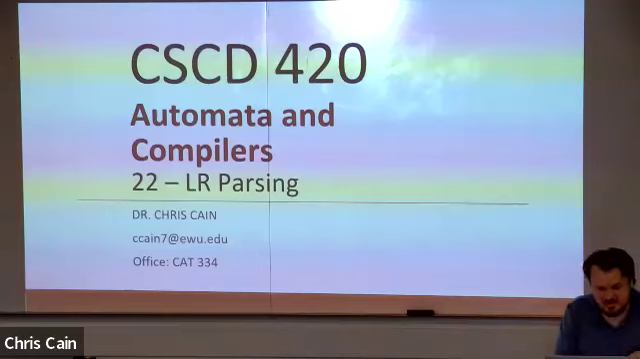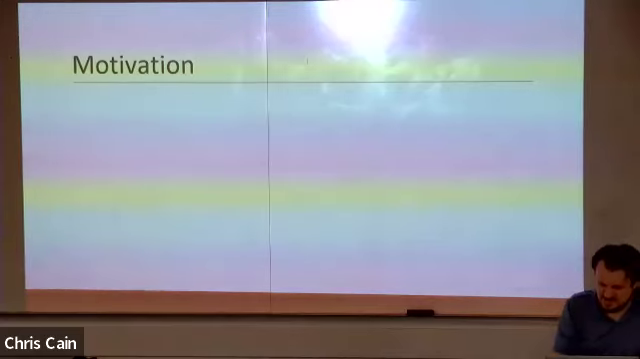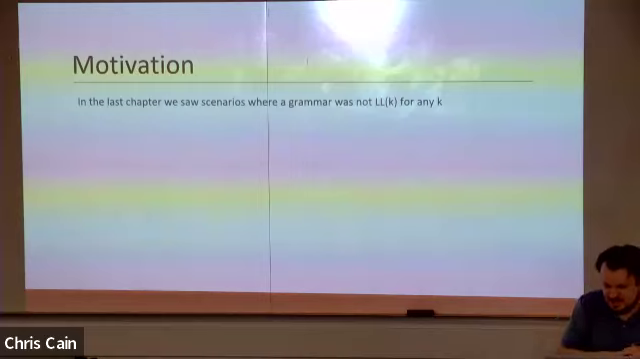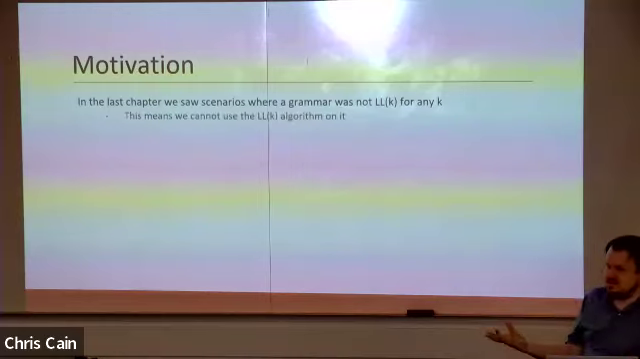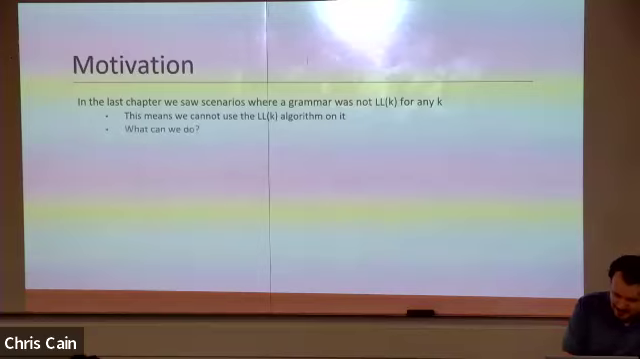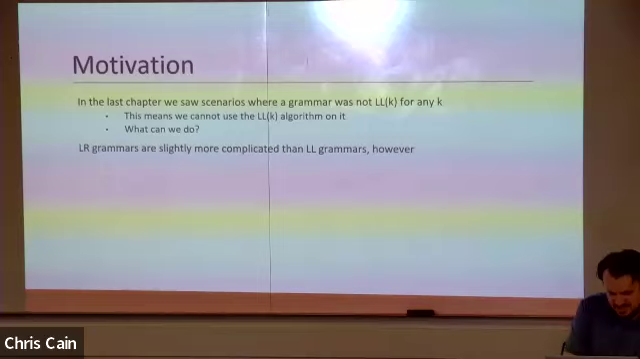All right, so we'll start with some of the motivation and ideas, but I just gave you some of it. So we saw that there could be a grammar that's not LLK for any K. That means we can't use the LLK algorithm on it at all. It's never going to resolve into a table that we can use for lookups to find the membership problem in linear time. So we can use an LR grammar and see if we can build an LR table for it rather than an LL table.